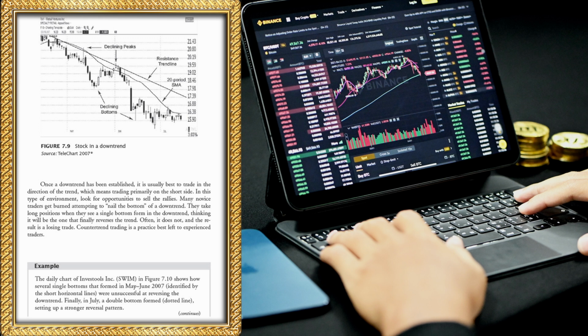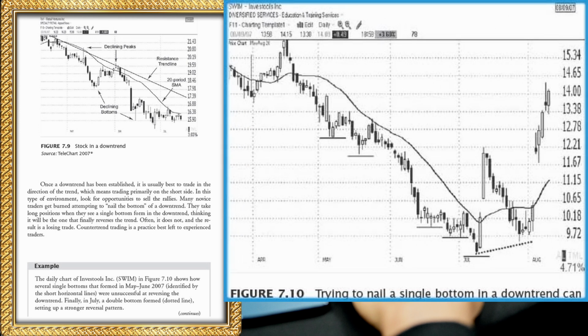Example, the daily chart of Investools Inc. (SWIM) in Figure 7.10 shows how several single bottoms that formed in May to June 2007, identified by the short horizontal lines, were unsuccessful at reversing the downtrend. Finally, in July, a double bottom formed, dotted line, setting up a stronger reversal pattern.